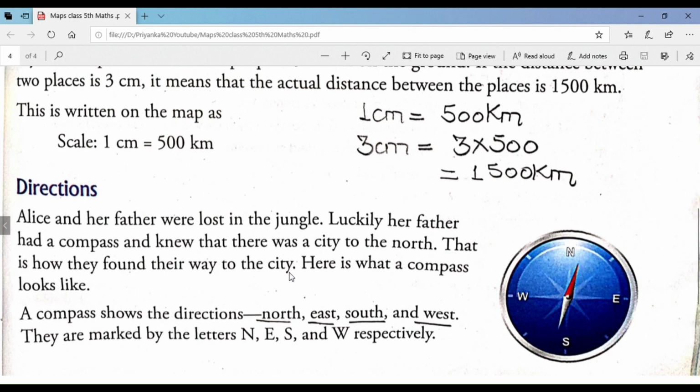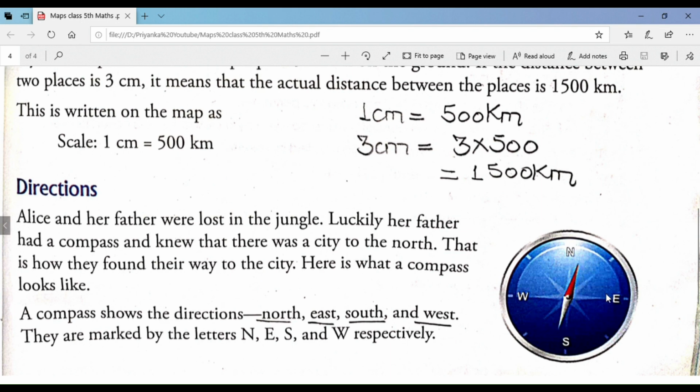It is directions. Now एलिस एंड हर फादर वर लॉस्ट इन द जंगल। एलिस और उसके फादर एक जंगल में लॉस्ट हो गए। लकीली हर फादर हैड अ कंपास। उसके फादर के पास में एक कंपास था एंड न्यू दैट देयर वाज अ सिटी टू द नॉर्थ। और कंपास के अंदर डायरेक्शन देखने से उनको पता चल गया कि एक सिटी नॉर्थ डायरेक्शन की तरफ है। दैट इज हाउ दे फाउंड देयर वे टू द सिटी। और उस कंपास की हेल्प से उनको अपना रास्ता ढूंढने में मदद मिली। Here is what a compass look like.